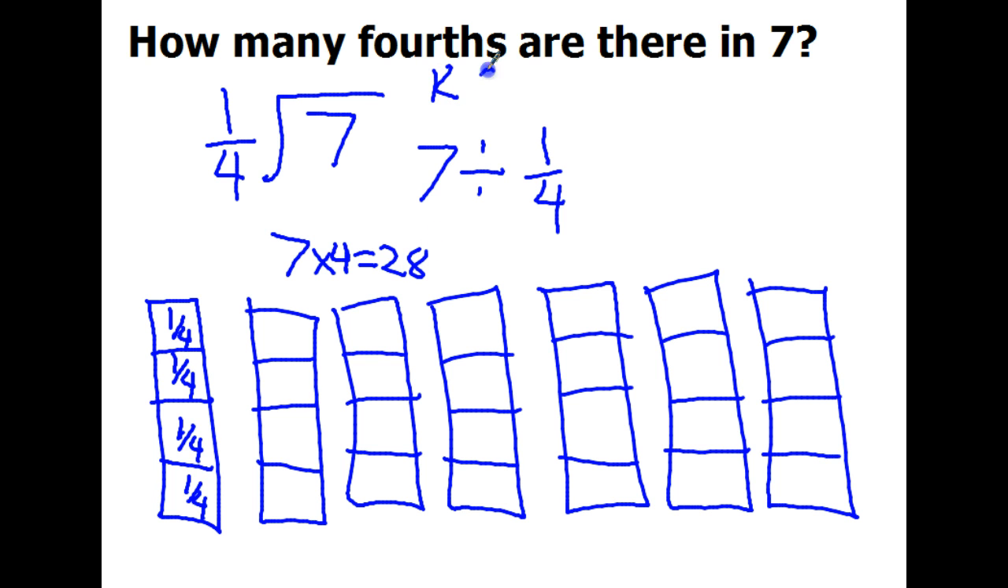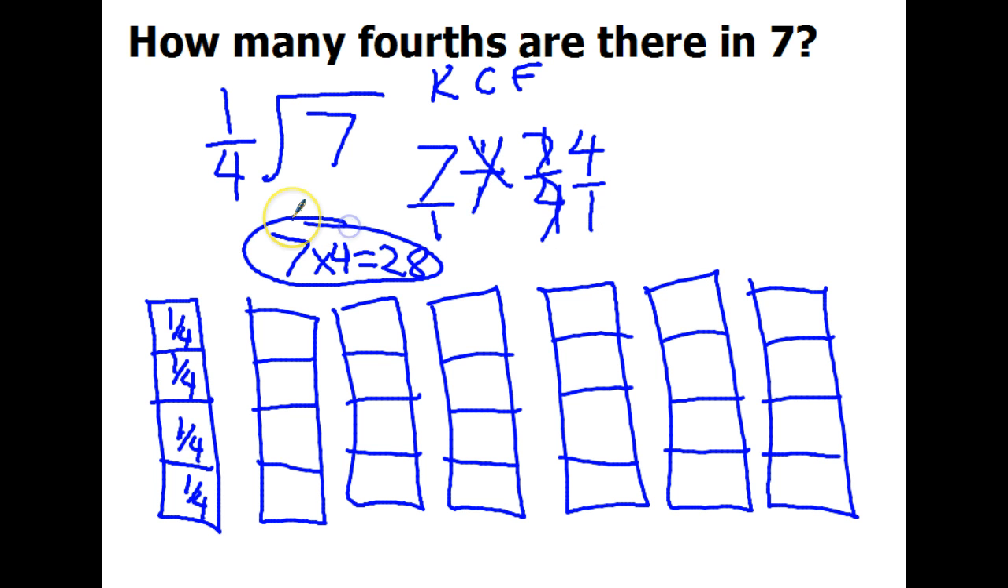Keep, change, flip. Keeping the 7 as 7 over 1. Changing the sign. Flip the 1/4 over to 4 over 1. And now it looks a whole lot like what we did right there, except we have 1s underneath all of these. Right? So 7 times 4 equals 28. 1 times 1 equals 1. There are 28 fourths in 7.